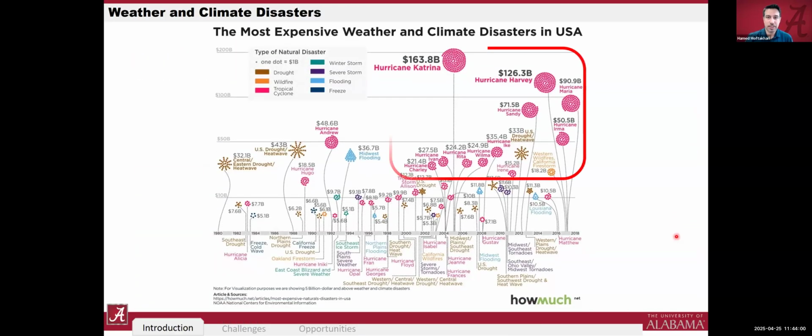If you look at the list of the most expensive weather and climate disasters in the United States since the 1980s, probably you see what I'm seeing here too, right? A rise in the cost associated with these types of events, which are, again, classic examples of compound extremes. And there could be a number of reasons associated with that. It's not just one versus another.